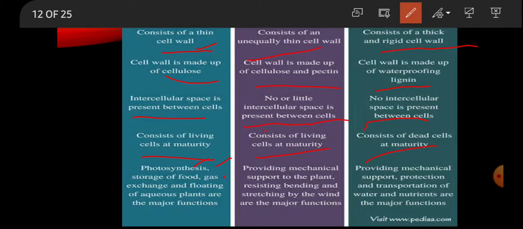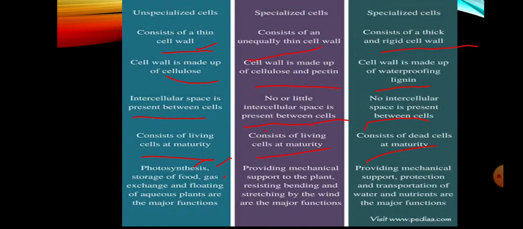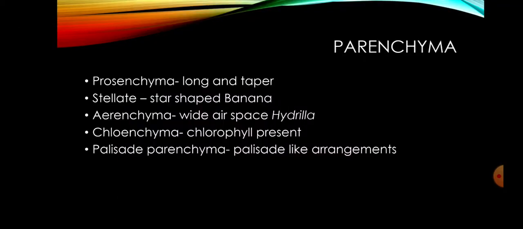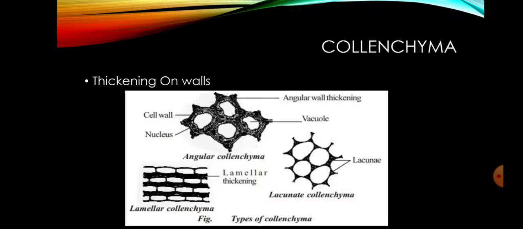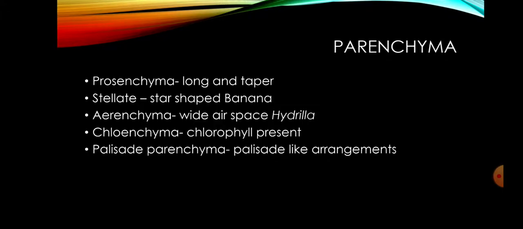What will be the functions of collenchyma? They support the plant. They resist bending of the plant. Collenchyma helps the plant stand erect. And the third one is the function of sclerenchyma. They provide mechanical support, protection, and transportation of water and nutrients. Now, we will study parenchyma, collenchyma, and sclerenchyma in detail.